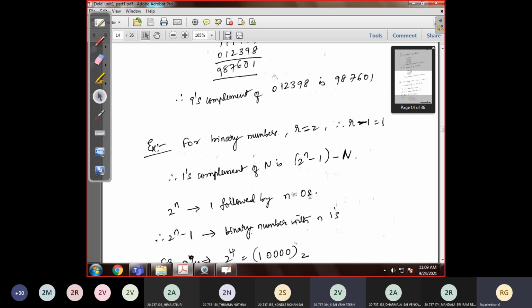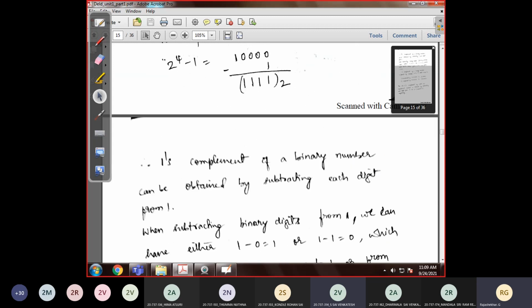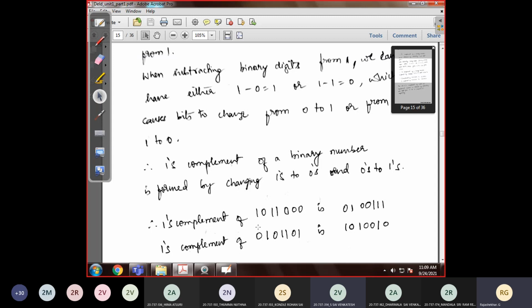Then 2^n minus 1 will be a binary number with n ones, where small n is the number of digits in the given number. So by definition, if you want to compute it, first compute 2^n minus 1, then subtract the given binary number from that value. That is the approach. But you know the simplest way of doing this. What is the easiest way? Replace zeros with ones and ones with zeros. Then you will get the 1's complement.